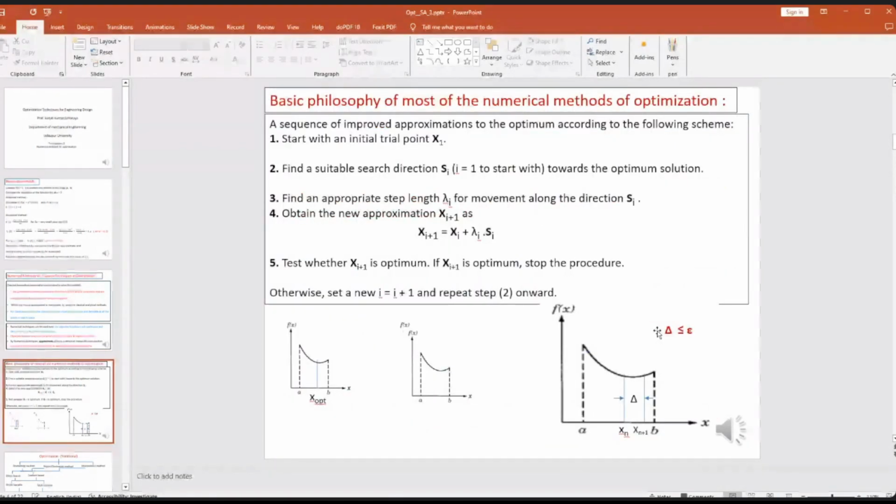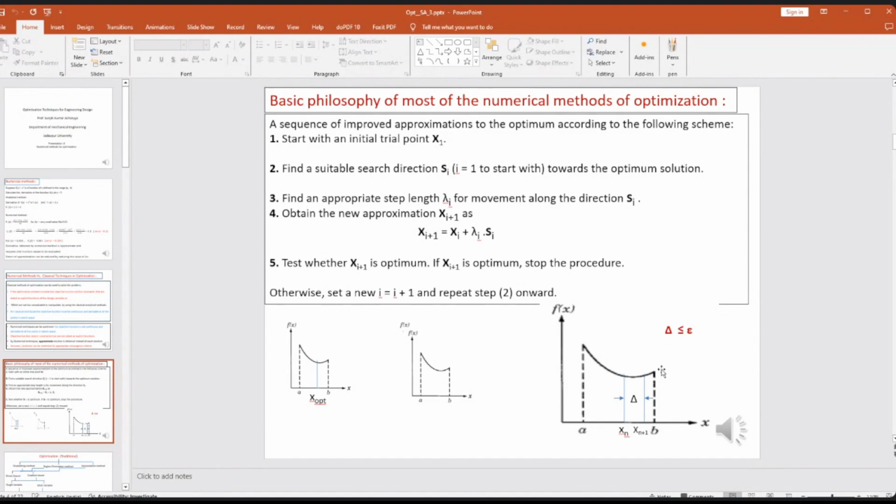Now, what is the basic philosophy in searching for minima or maxima using a numerical method? Suppose the objective function is given. We have to start with an initial solution, an initial trial point x1.